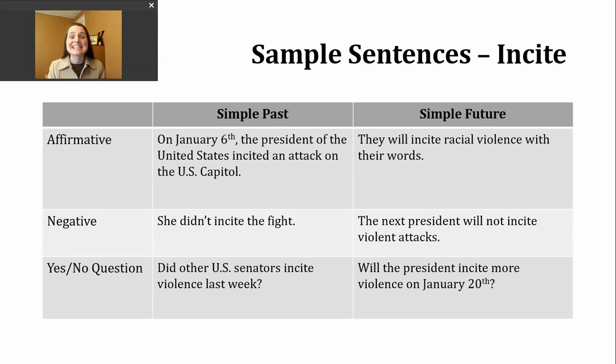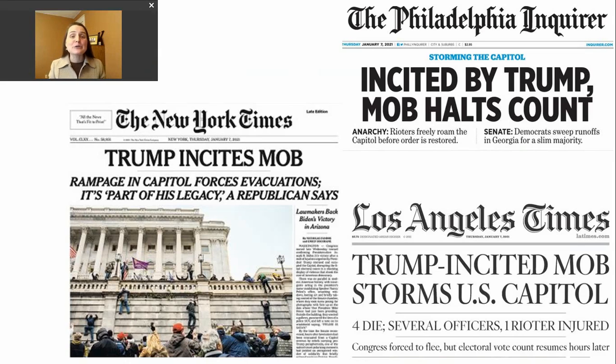January 20th is the inauguration, the start of a new presidency, a new term for President-elect Biden. He will become president at noon on that day. But there are many people who are worried that there could be more violence in Washington, D.C. on that date.